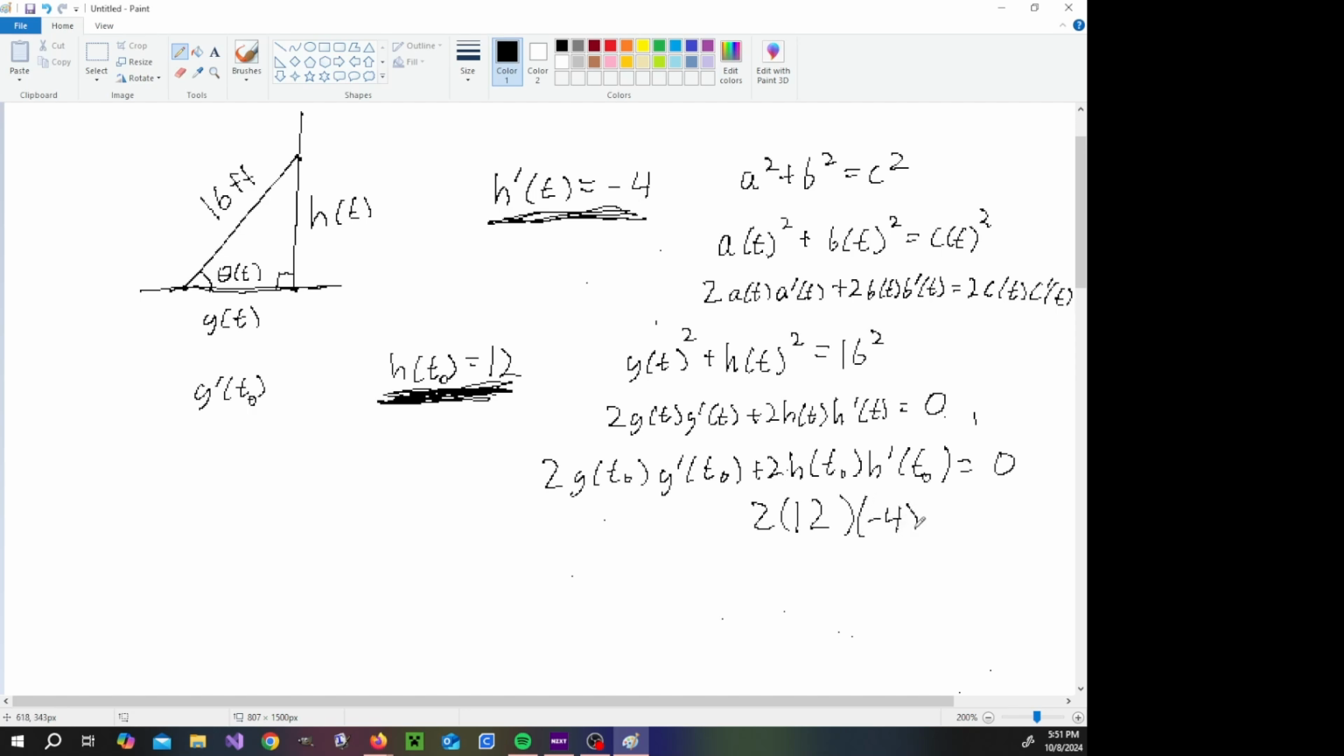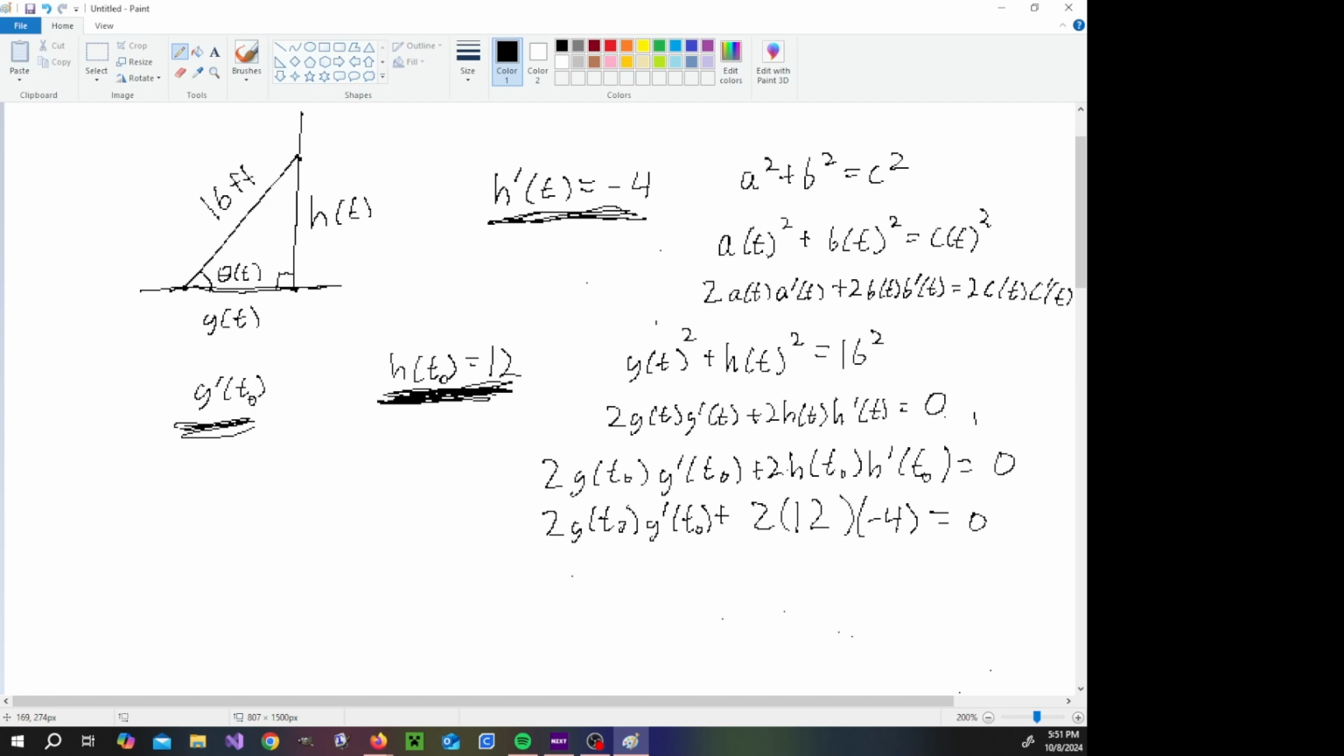So we have a negative 4 right there. So that is equal to 0. And we don't quite have yet what g of t naught is. And g prime of t naught is what we're trying to find.